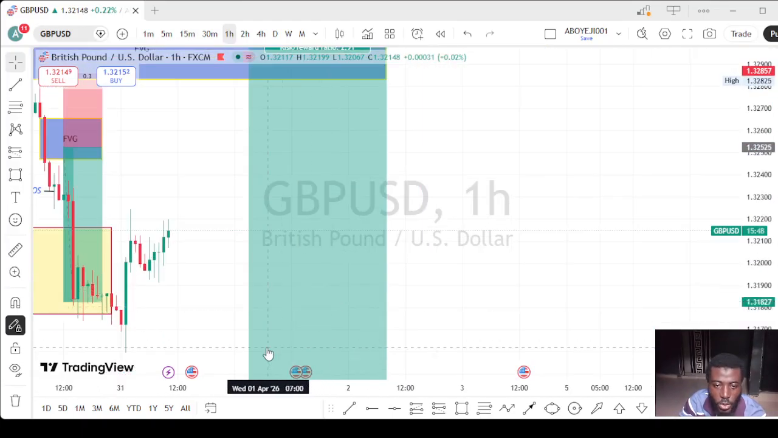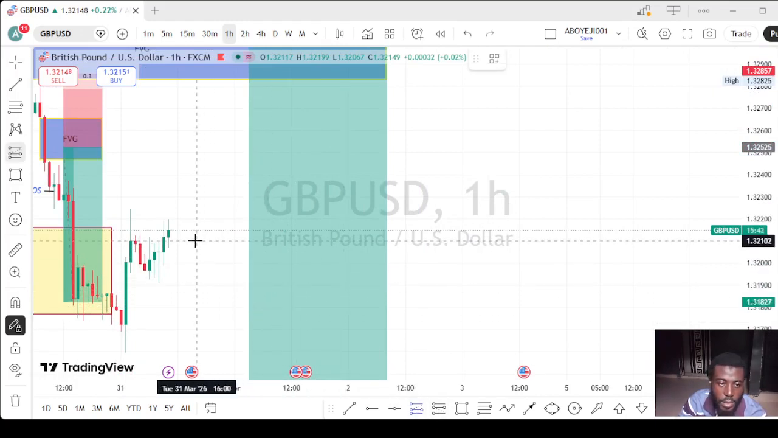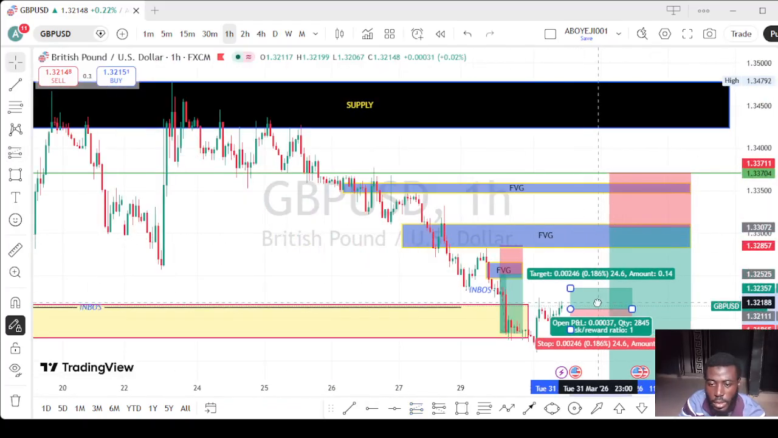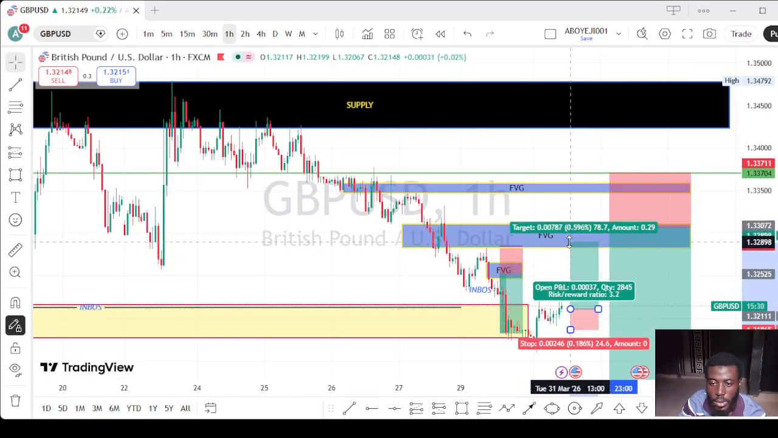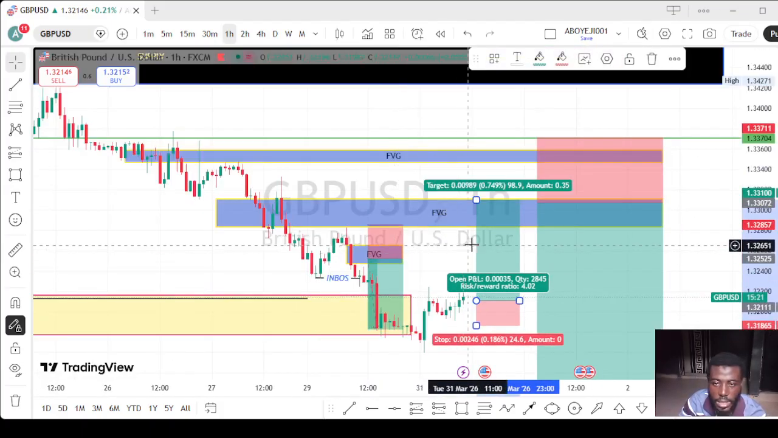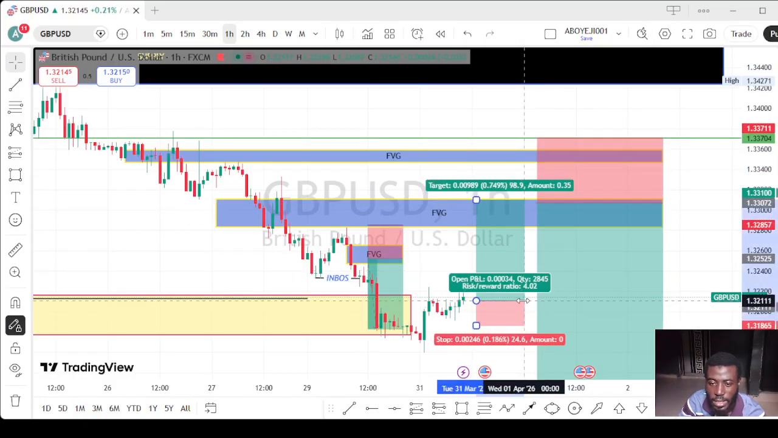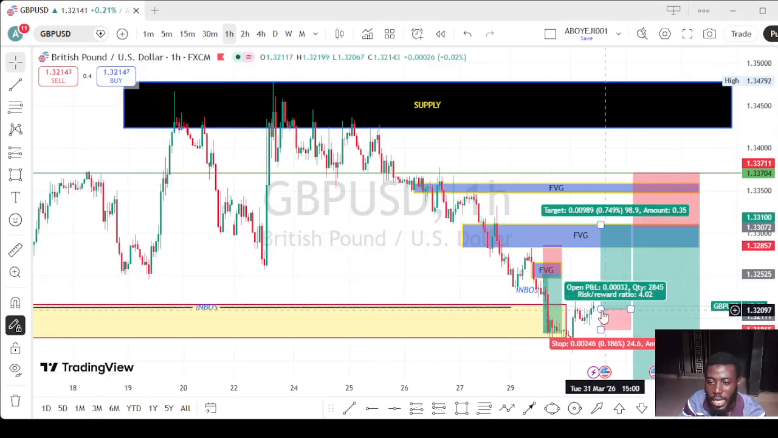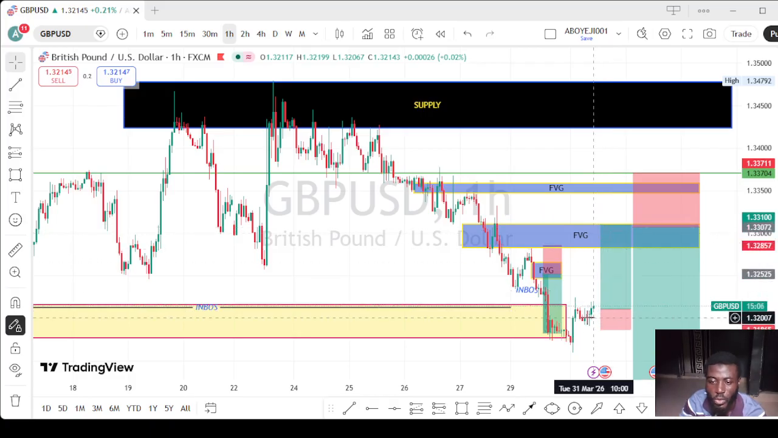This is what we would be expecting on the 15-minute time frame. We see break and retest from here. This is what we are seeing. So if the market wants to retest and continue the uptrend, this is where we are buying here.